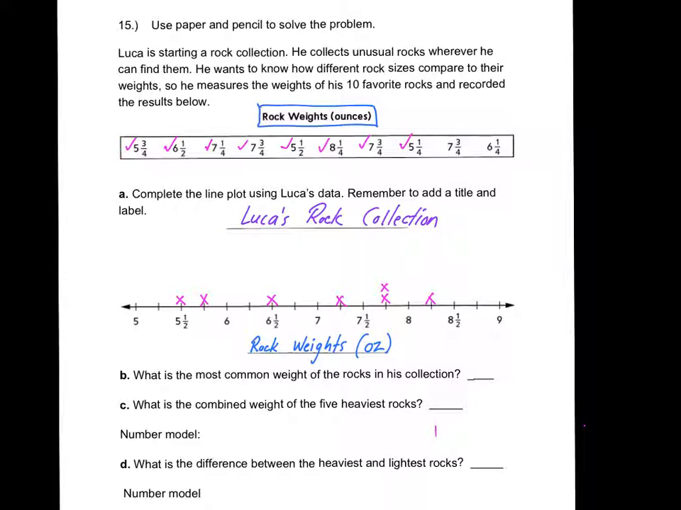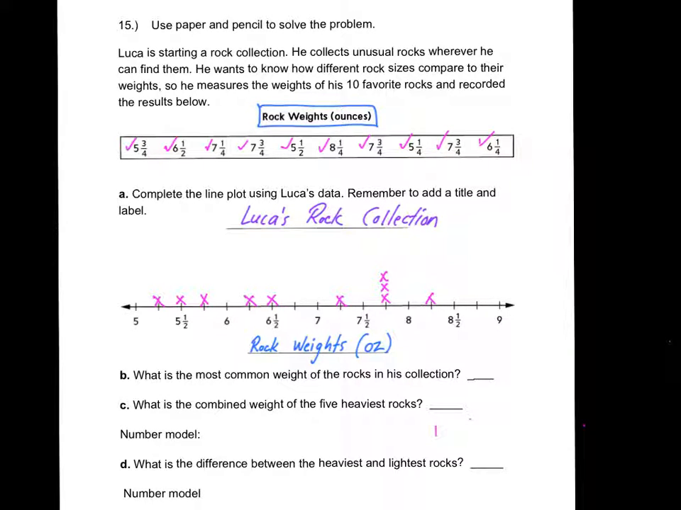We have 5 1/4, 7 3/4, and 6 1/4. Now I know I crossed them off, but I always want to be as careful as possible. So let's count, make sure we have 1, 2, 3, 4, 5, 6, 7, 8, 9, 10 in the question. And we have 1, 2, 3, 4, 5, 6, 7, 8, 9, 10 on our line plot. So far everything is looking good.